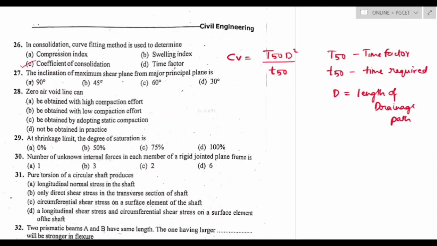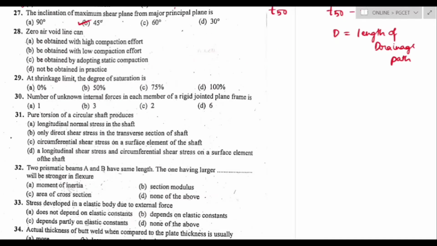So option C is the right answer. Question number 27. The inclination of maximum shear plane from major principal axis is 45 degree. Option B is the right answer. Question number 28. Zero air void line can be obtained by adopting static compaction. That is option C is the right answer.